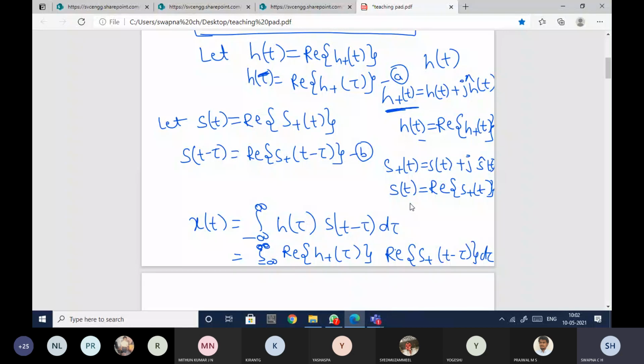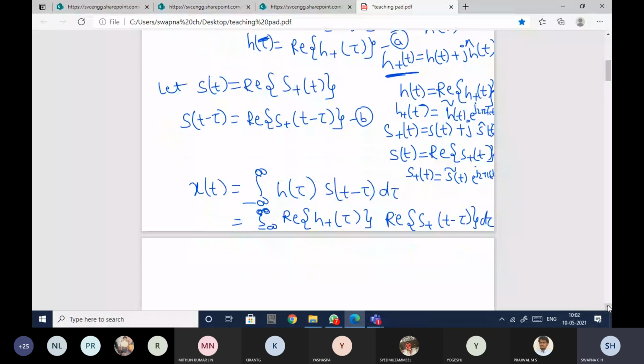You know how to represent s plus of t in terms of complex envelope. It is nothing but s tilde of t e power j 2 pi fct. That also you can directly substitute. Anyway, let me write one more equation here also. h plus of t is nothing but, as you already know, h tilde of t e power j 2 pi fct. So these equations you can directly substitute here, or let me go in this way only.